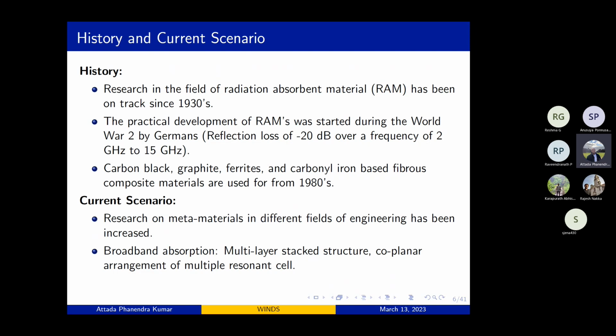But when it comes to metamaterials, there are multiple research works published where, by using different metamaterials, they were able to obtain broadband absorption. So currently the research on these radiation absorbent materials is shifting from composites towards metamaterials. That was the idea behind working on these auxetic materials for their absorption capabilities.